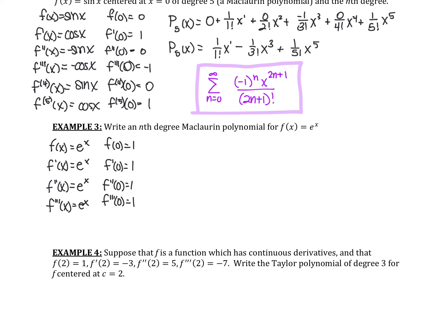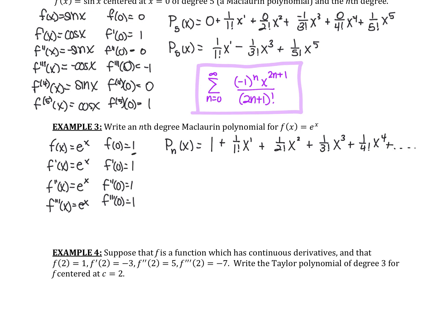Why? Because all my derivatives are e to the x. Makes life really easy, which means evaluating each of them at 0 is 1. So if I go to write this polynomial, and we're going to write an nth degree, my first term would be 1, because that's f of 0, plus 1 over 1 factorial x to the first, plus 1 over 2 factorial x squared, plus 1 over 3 factorial x cubed, plus 1 over 4 factorial x to the fourth. We didn't even do that many terms, but that's what would happen.